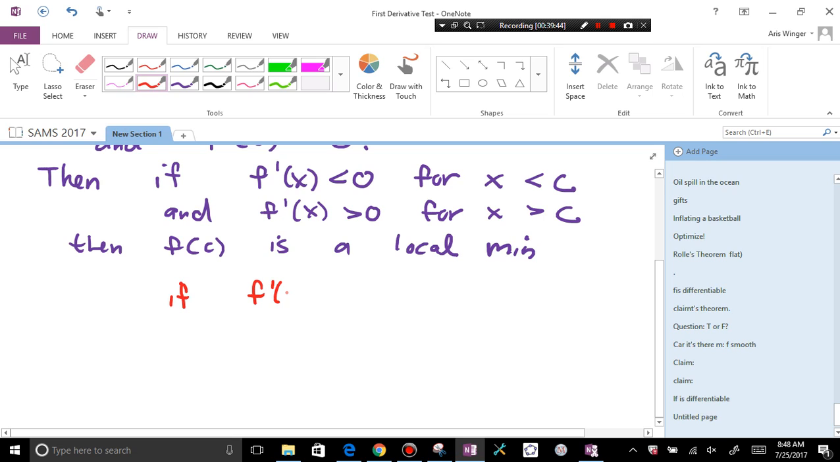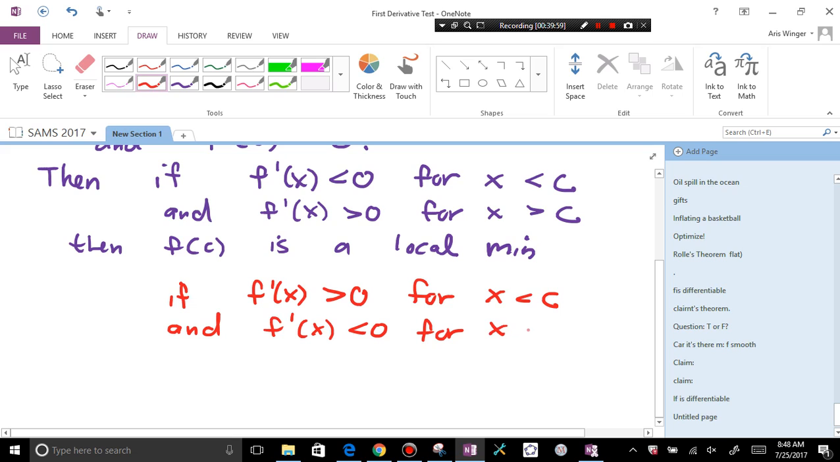If f is increasing for x less than c, and then it starts decreasing when x is bigger than c, then f of c is a local maximum.